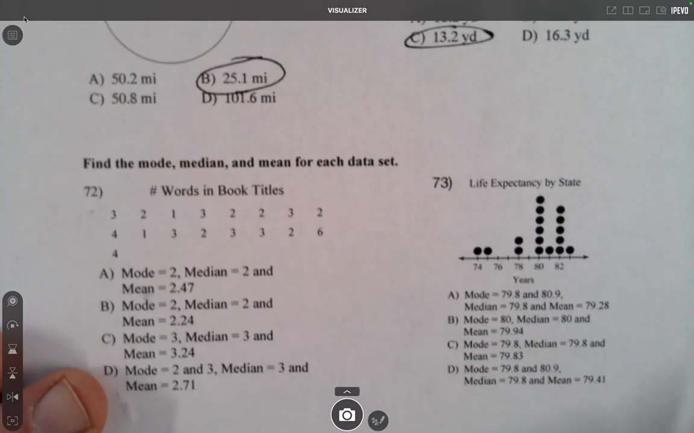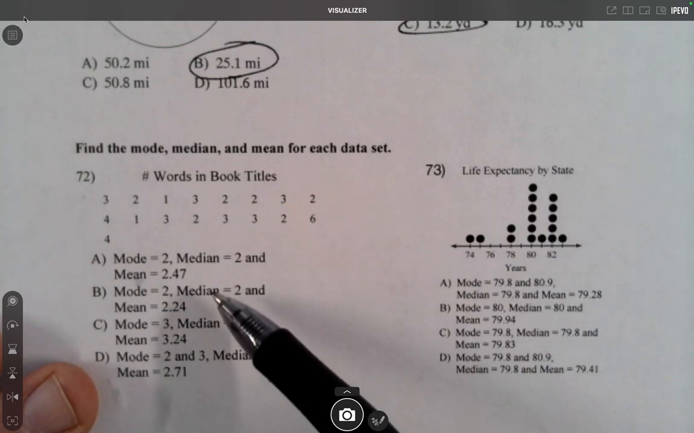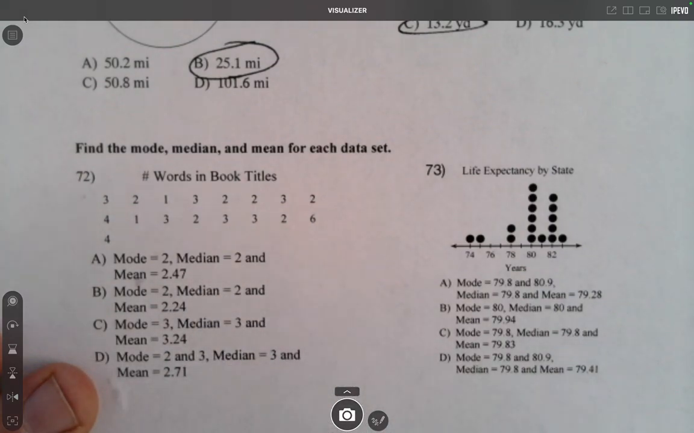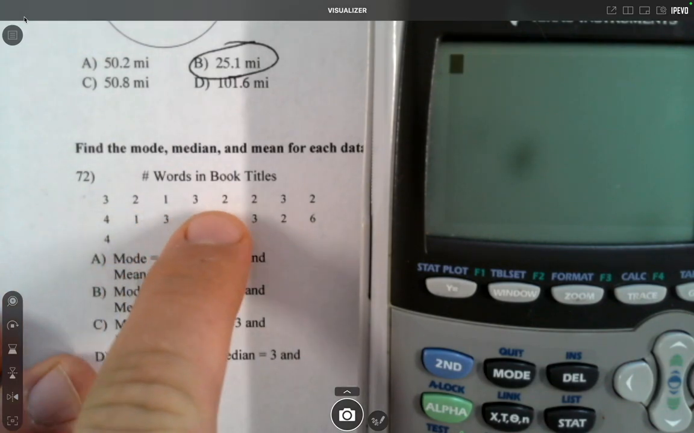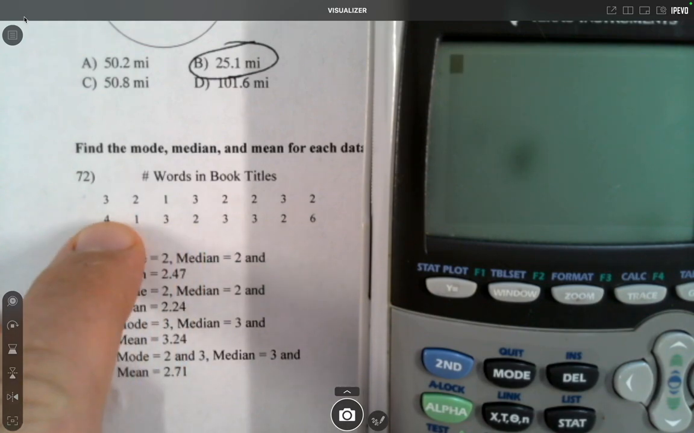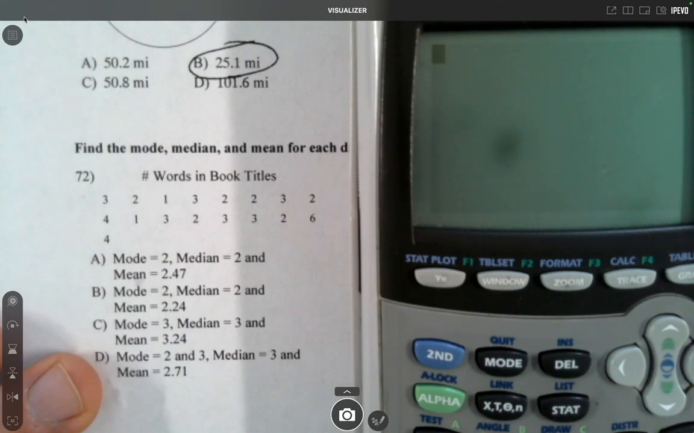Okay, next, find the mode, the median, and the mean for each set. So let me give you a suggestion. Since this is multiple choice, if you notice, the mean is different for every one of them. So really, as long as you know how to find the mean on this example, you'll be okay. So we count, we have 1, 2, 3, 4, 5, 6, 7, 8, 9, 10, 11, 12, 13, 14, 15, 16, 17 total. So we need to add these together.